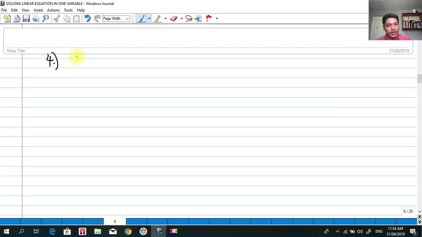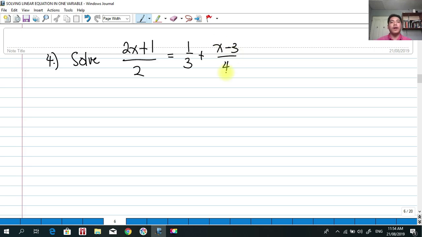So solve for x. Solve for x in the equation 2x plus 1 over 2 equals 1/3 plus x minus 3 over 4. Okay. In this equation, it involves fractions. It's a rational expression, actually. And what we are going to do first is to eliminate those in the denominator. Okay. So, we need to find the LCD of this whole equation. The LCD of 2, 3, and 4.